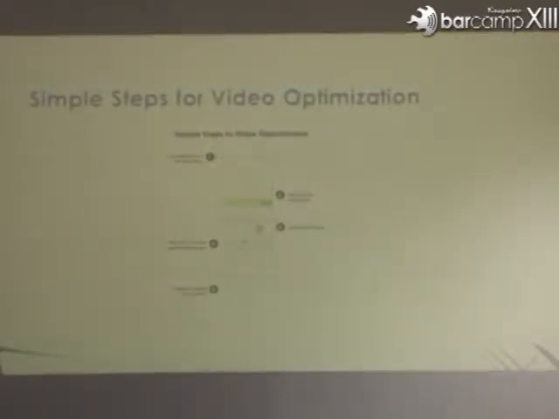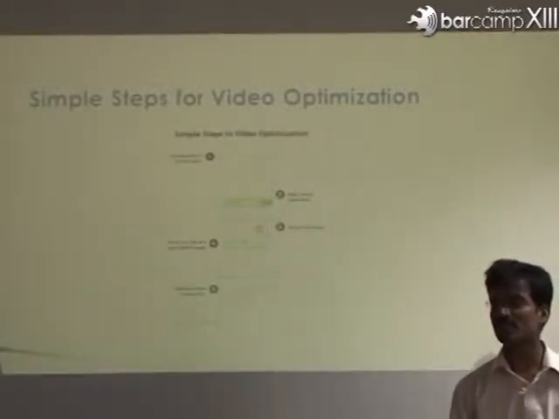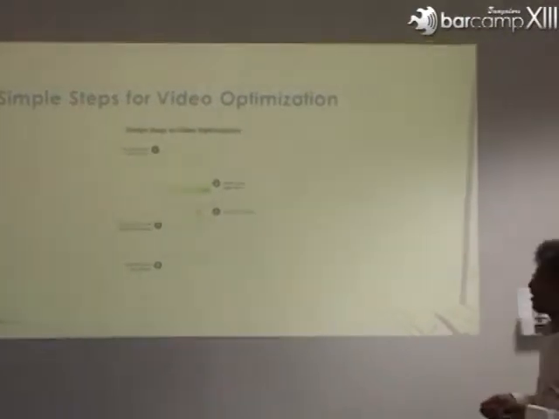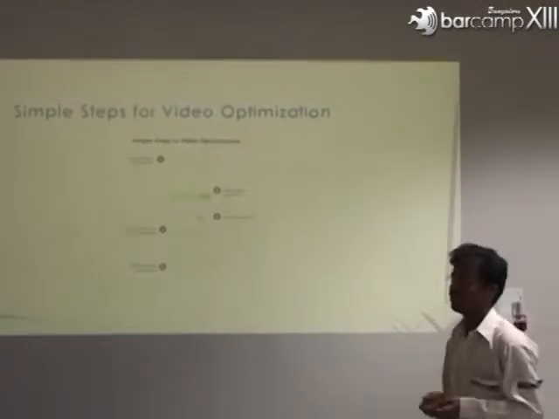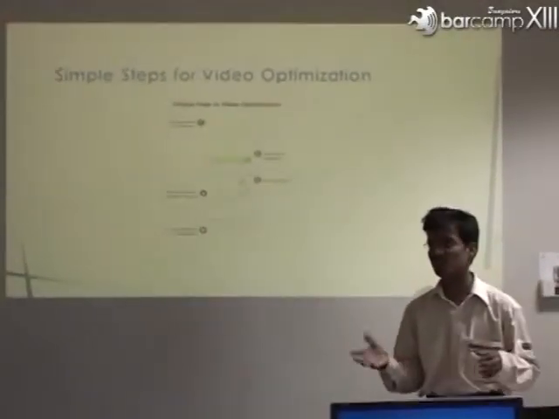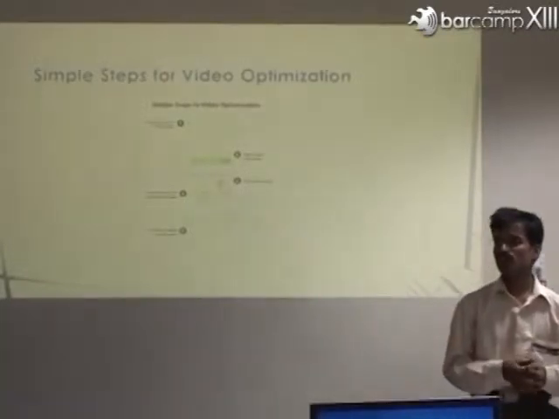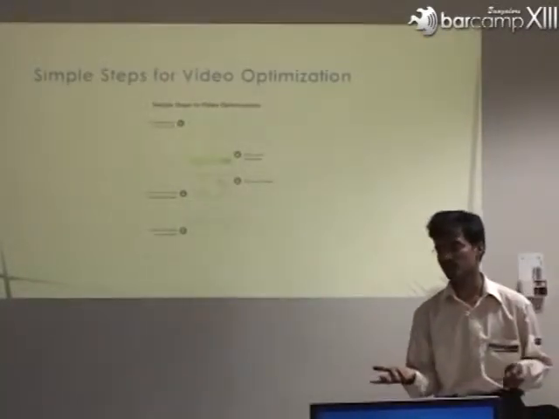In simple steps, video optimization means adding the main target keyword in your title and tags, adding a watermark, adding an RSS feed, adding tags and sharing these things. It's a simple matter, but when you come to each and every level, you need to work a little further.